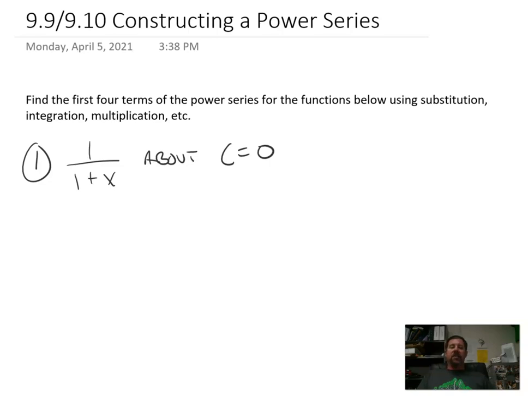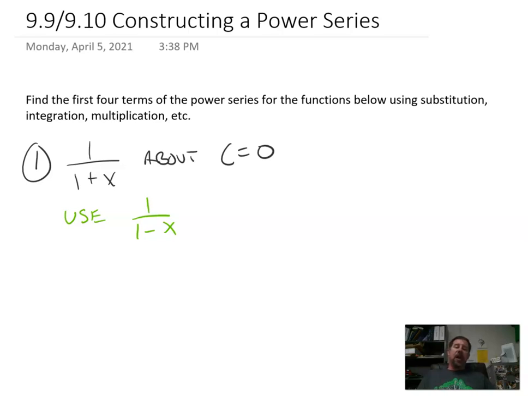Alright, here we go. Here is the first one we're going to do: 1 over 1 plus x about c equals 0. So again, I think the first thing you're going to want to do is try to find something to compare it to, something that we know. In this case, I think we should use 1 over 1 minus x, since we know that one and we have that Maclaurin series memorized, right?